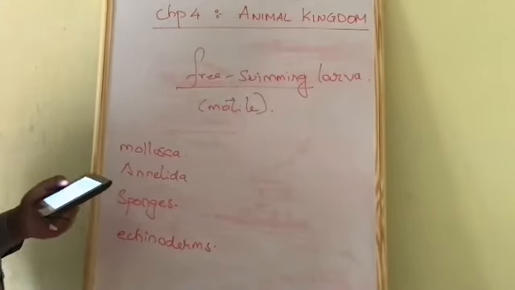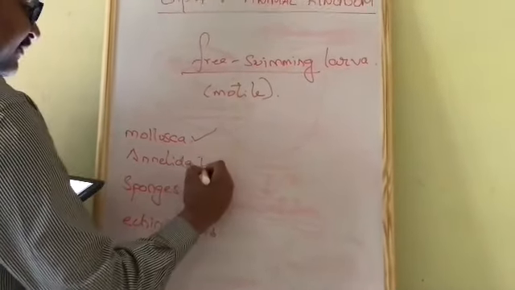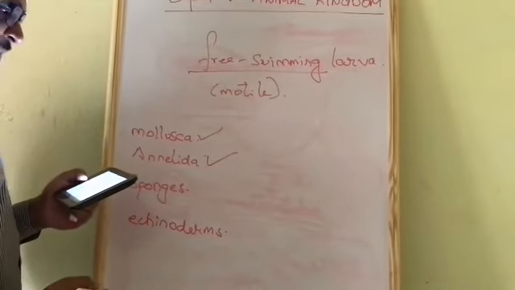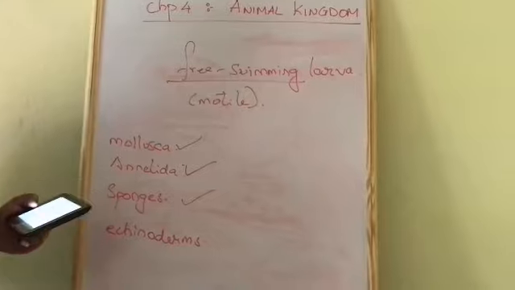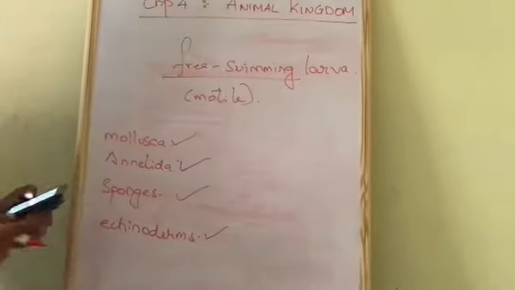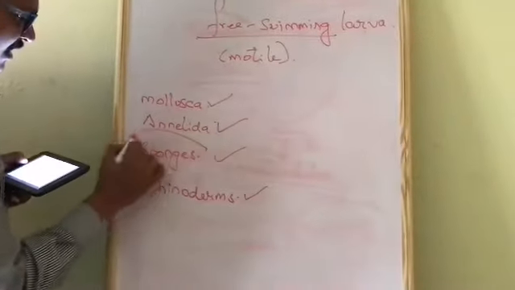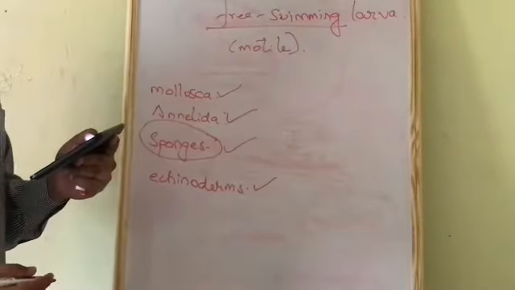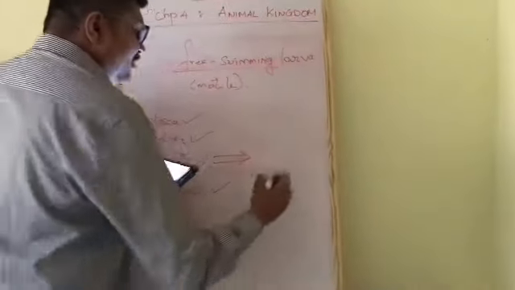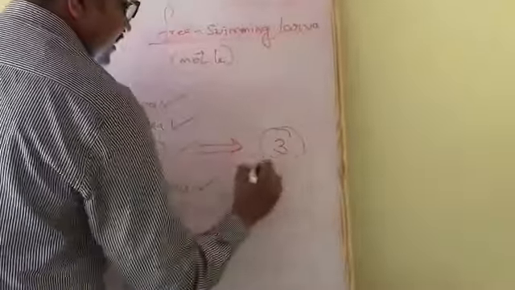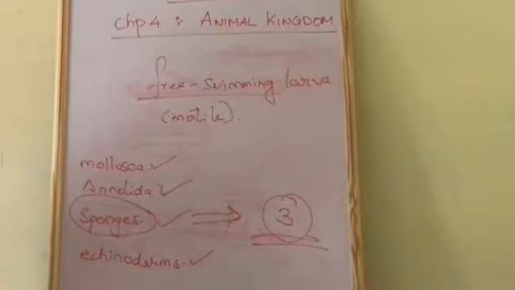So first option Veliger, phylum Mollusca. Option number 2 Trochophore larva, phylum Annelida. Option number 3 Parenchymula, which is for phylum Porifera. And option number 4 Bipinnaria, phylum Echinodermata. Now I will read the question again for you. In sponges, the free swimming larva is called as, and obviously according to that question, option number 3 is the correct answer. So question number 3, correct option is option number 3.